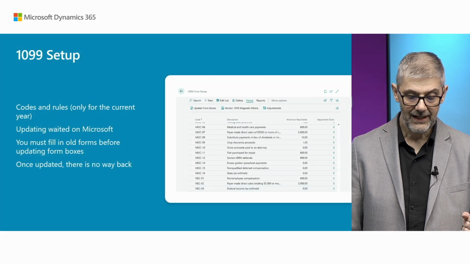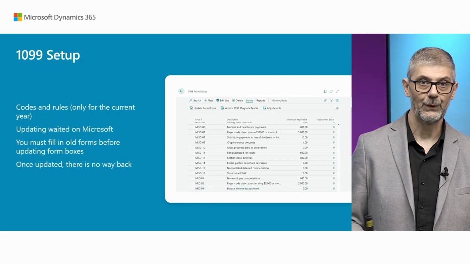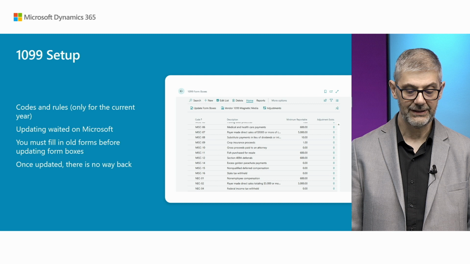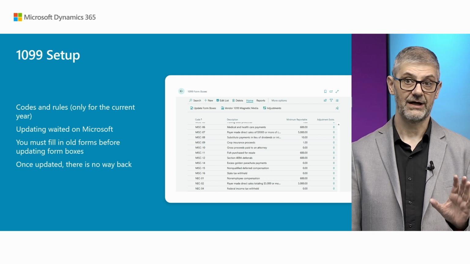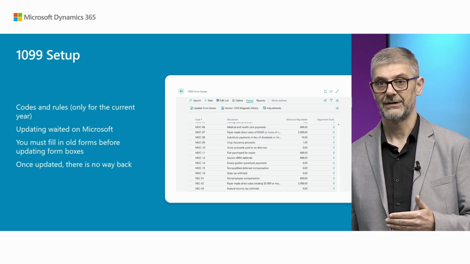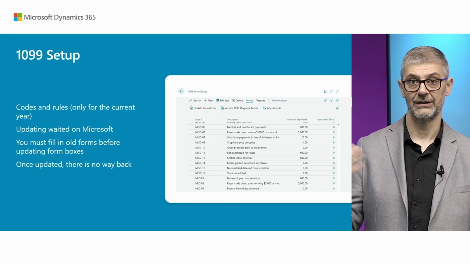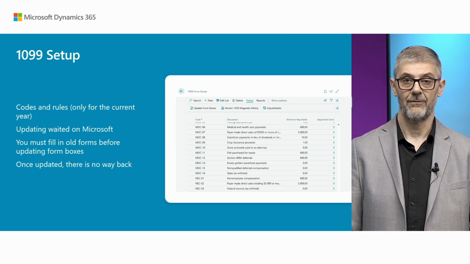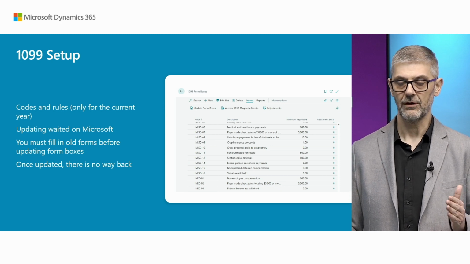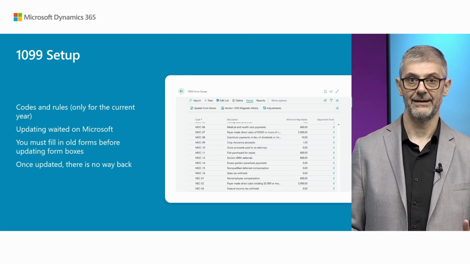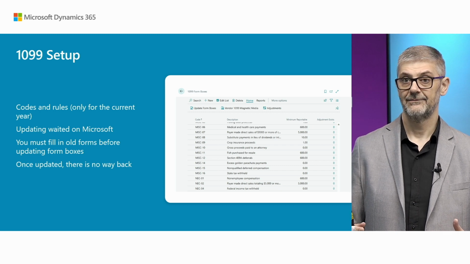Now, when we talk about what we had, let's remind you. We had the 1099 setup. In the 1099 setup, we had some codes and rules only for the current year, so you couldn't have both years active, for example, now 2024 and the previous or the next one. You could have only one year, and updates meant waiting for Microsoft. So there are pros and cons. It was not so complicated to have all these details. You had to wait for Microsoft to finish everything and then refresh, and this is good and bad.